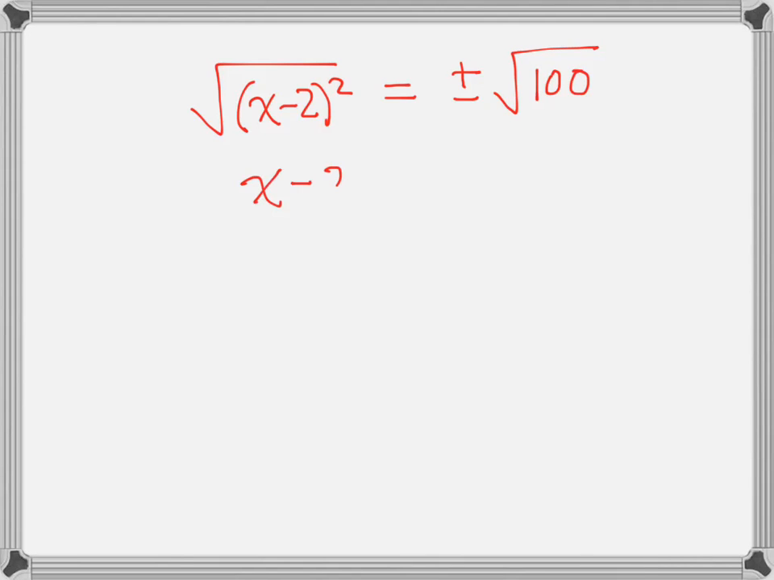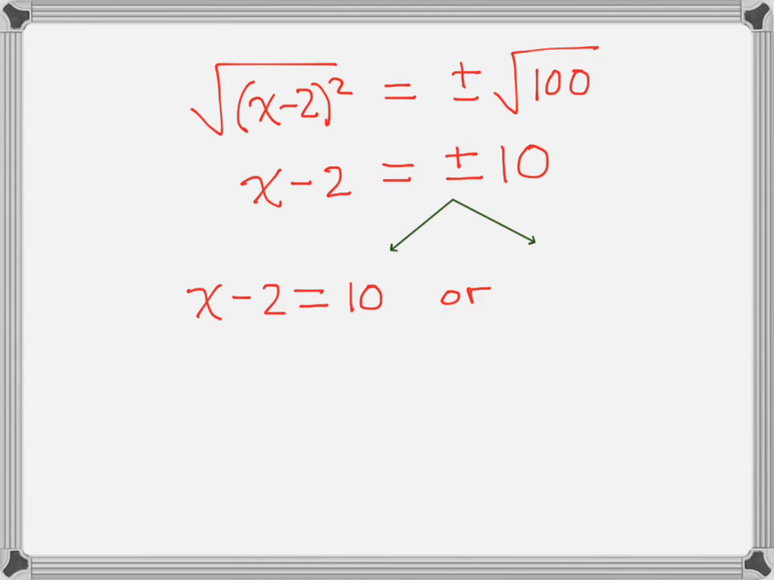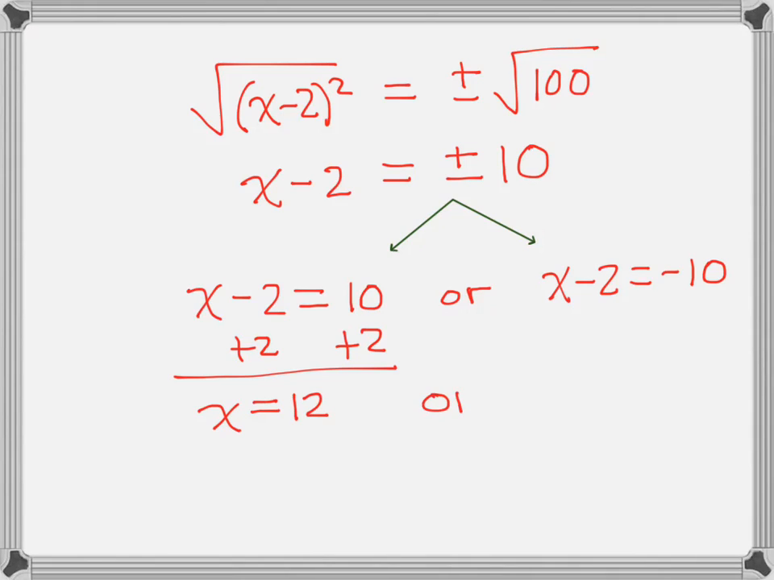The left side simplifies to just x minus 2. The right side, we don't want to lose track of plus or minus, but we can take the square root of 100, that's 10. Now we have two equations, one when 10 is positive and one when 10 is negative. So let's write out our two equations so we can get our two solutions. Solving the left-hand side gives us x equals 12. Solving the right-hand side equation gives us x equals negative 8.